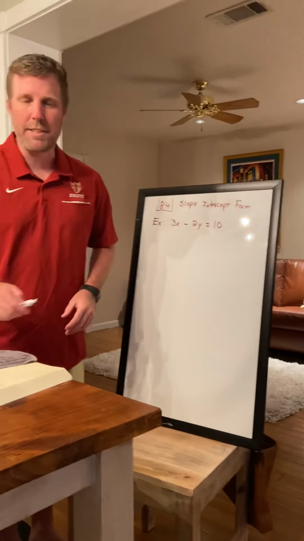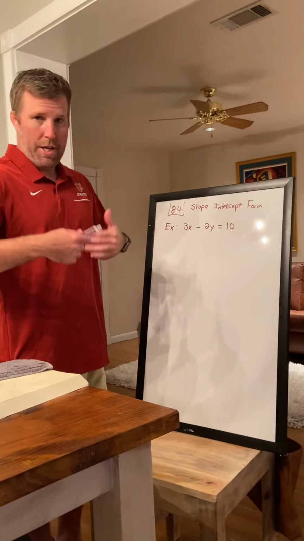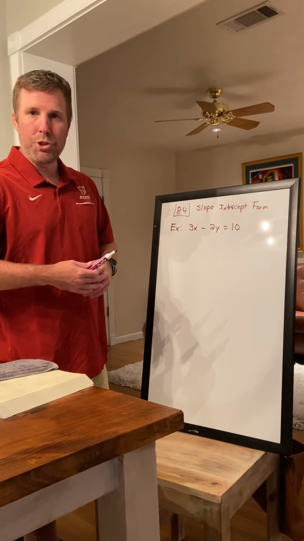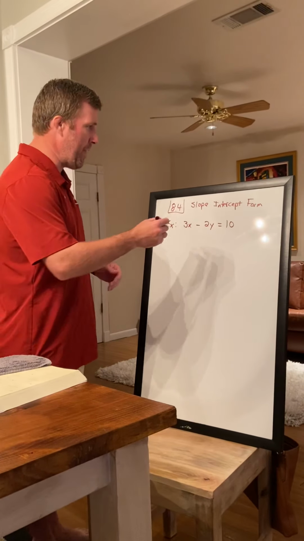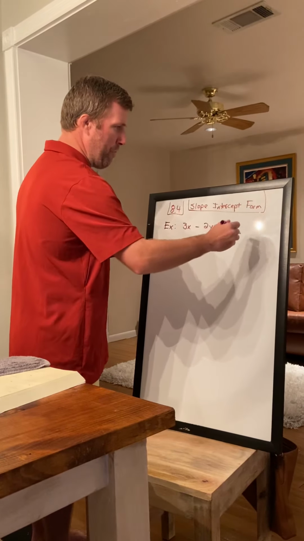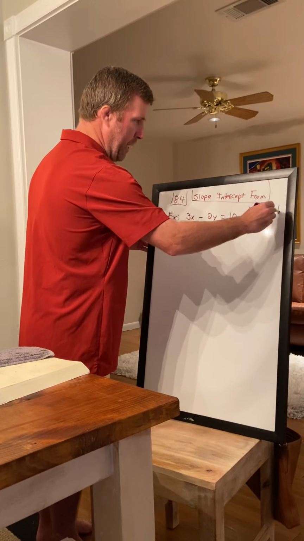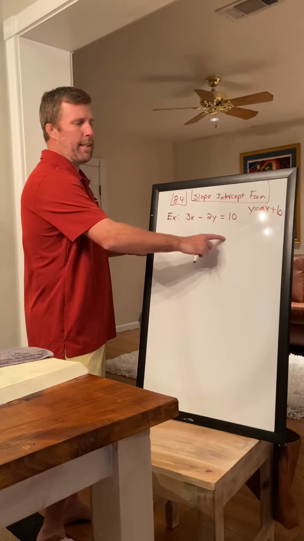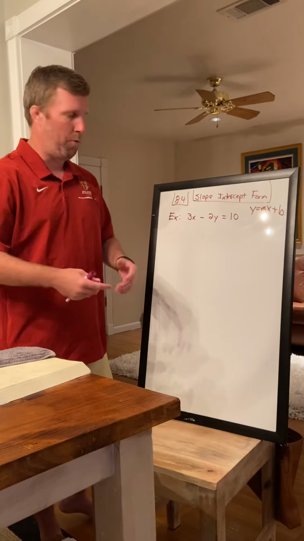All right, guys, we're going to continue on with 8.4, which is slope-intercept form. Yesterday, we went over what to do to get the y by itself, to put it in that y equals mx plus b form. Remember slope-intercept form? Y equals mx plus b. So I'm going to take this example and go over what you already know how to do. Get the y by itself.